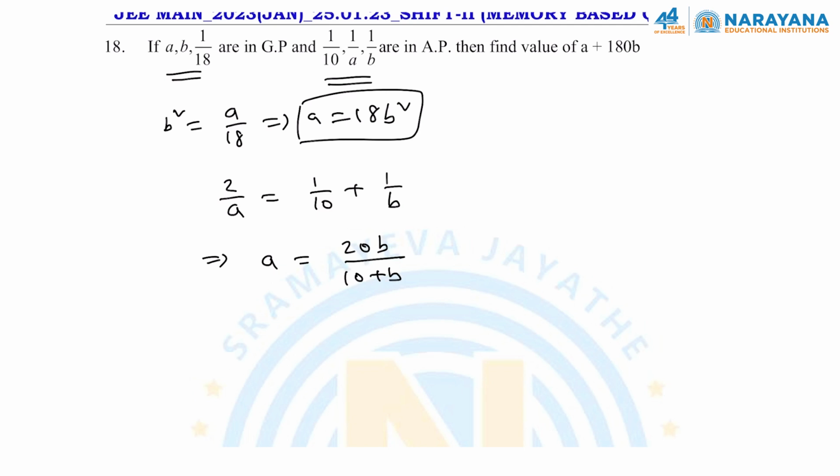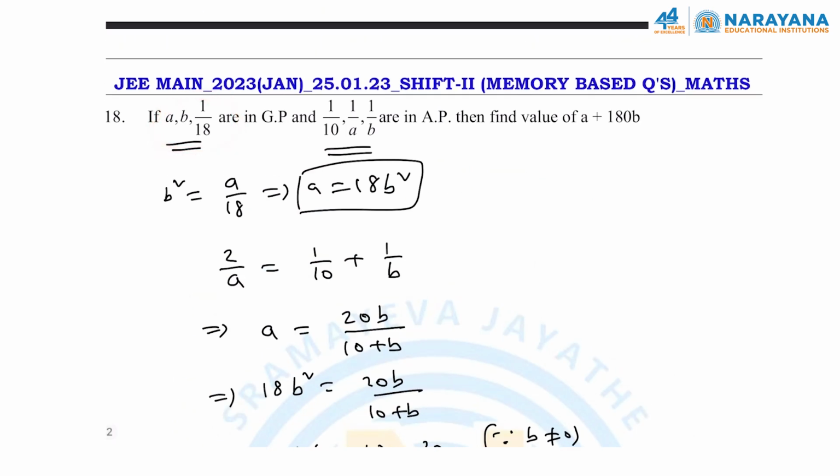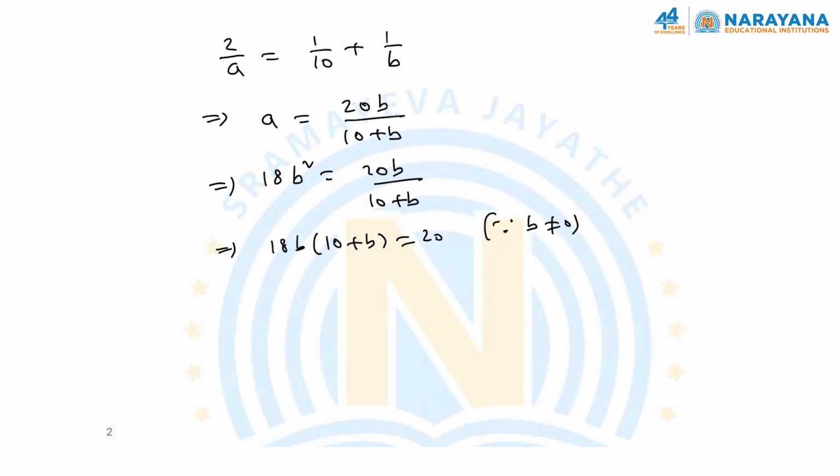We also know a equal to 18b square. If I substitute a equal to 18b square here, 20b divided by (10 plus b). Since b is not equal to 0, I can directly write 18b into (10 plus b) equal to 20. Since b is not equal to 0, I can cancel; if b equals 0, GP is meaningless. So from here I am getting 180b plus 18b square equal to 20. This is what we got.